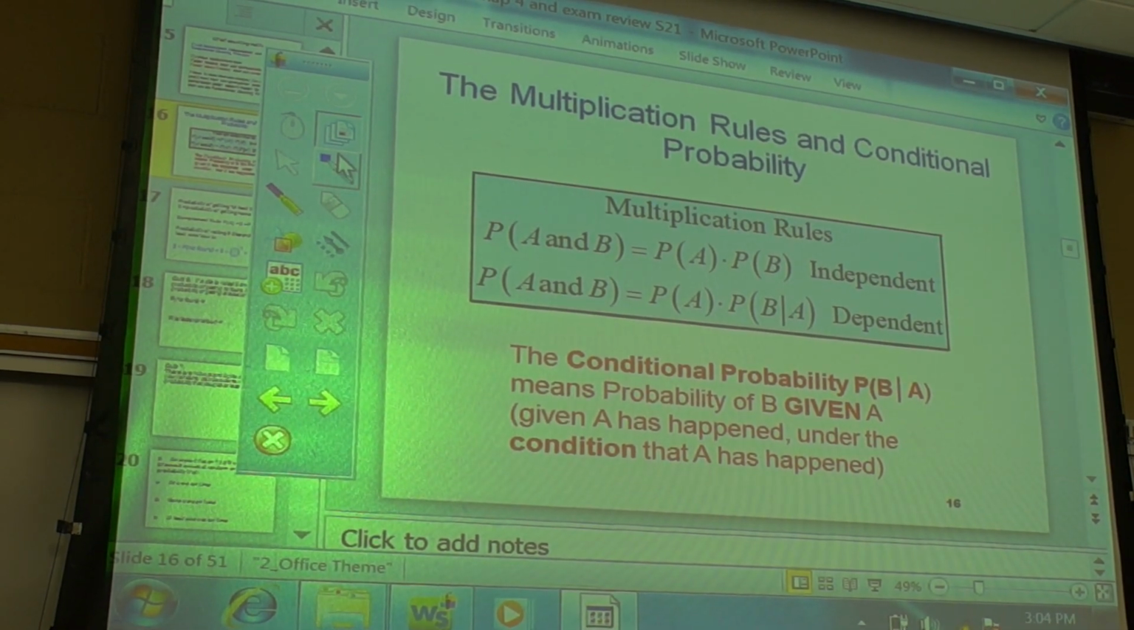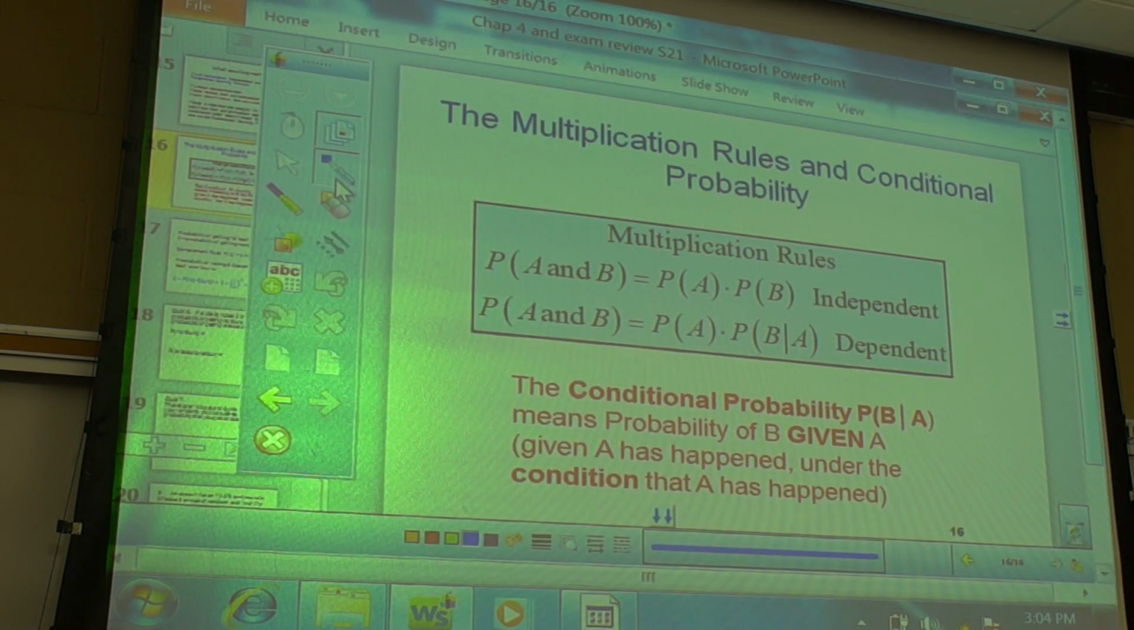So this is 4.3. Just a reminder, probability of A and B, that means they both have to happen. Right? So they both have to happen. That means that it's harder. It's harder for both things to happen.